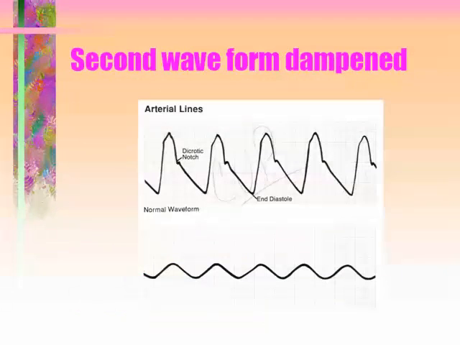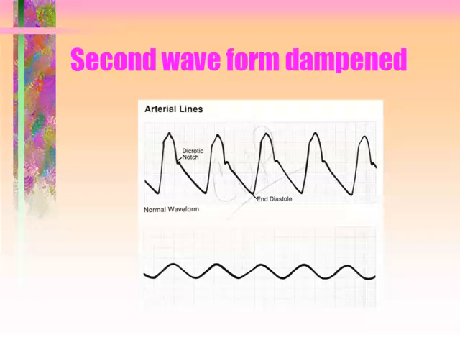So if you look at this pattern, you'll see on the one on top the normal waveform, where systolic is the tallest and diastolic is the lowest. And that's your normal waveform, and you'll have that on graph paper, and you'll be able to determine a blood pressure with that. The waveform below is showing one that is dampened or has a problem.